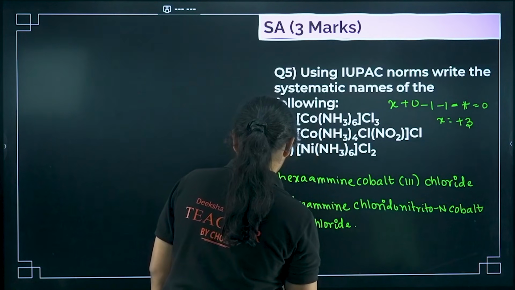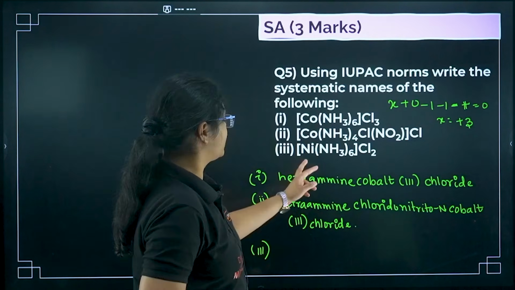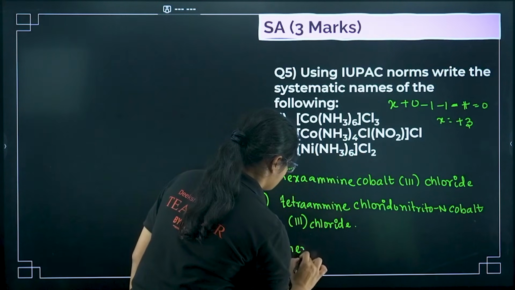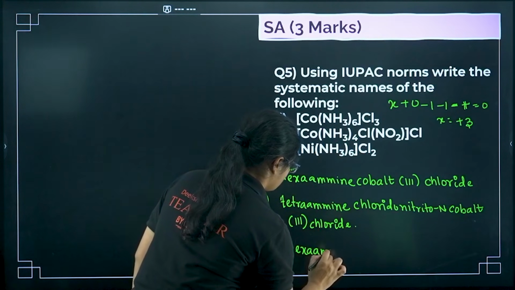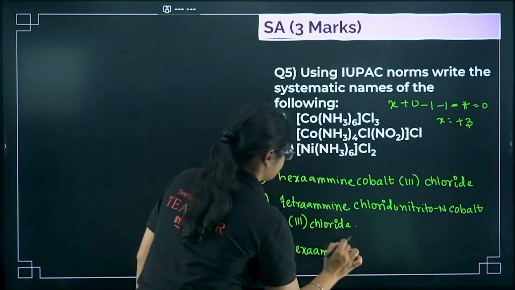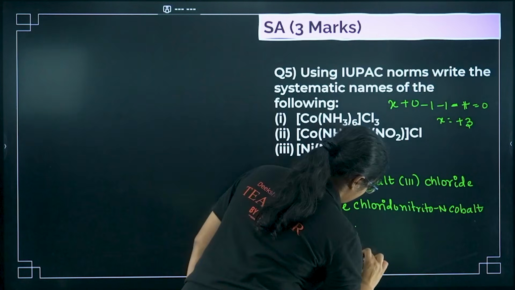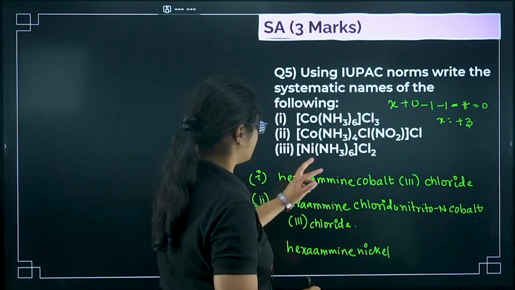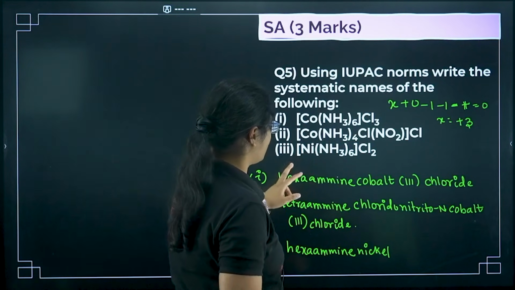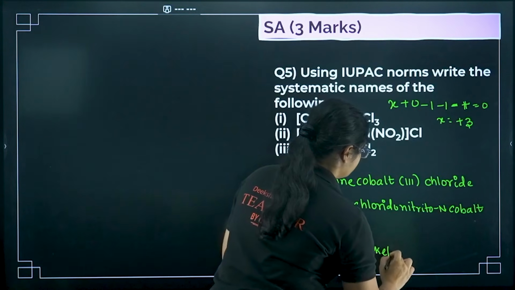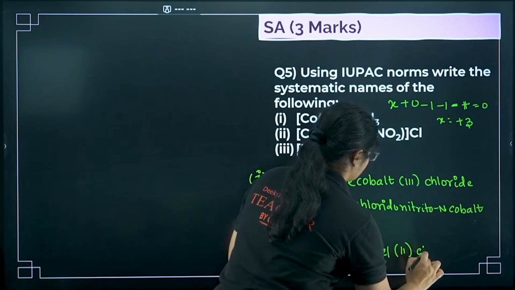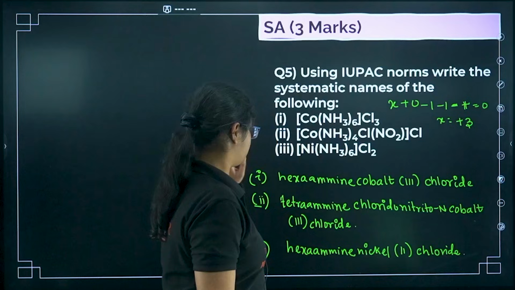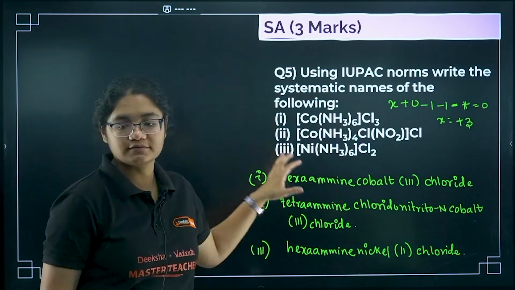Okay, so we have here cobalt 3 and then we have chloride. Next, the third one we have nickel, ammonia and chlorine. So it will be hexaamine nickel. Then you can see here that nickel's charge is 2, then you have chloride. So that is how we can complete these questions.